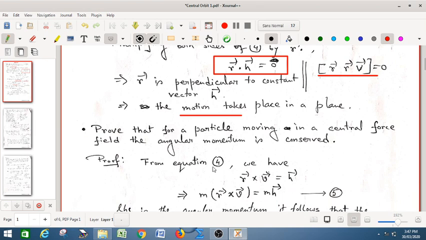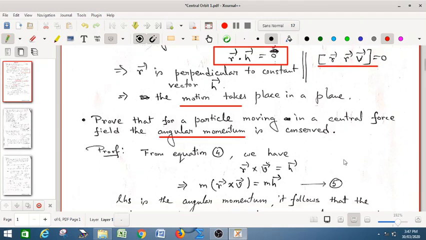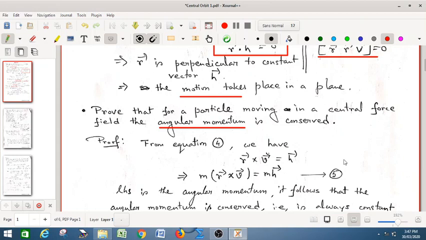Next we shall prove that for a particle moving in a central force field, the angular momentum is conserved. So what is angular momentum? Moment of momentum. Okay, so from the previous result we have r cross v equal to h vector. So naturally m r cross v equals m h.